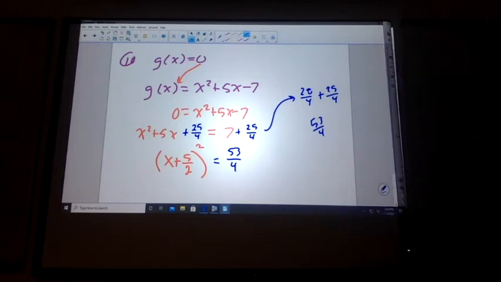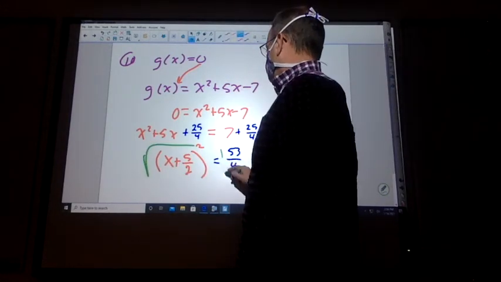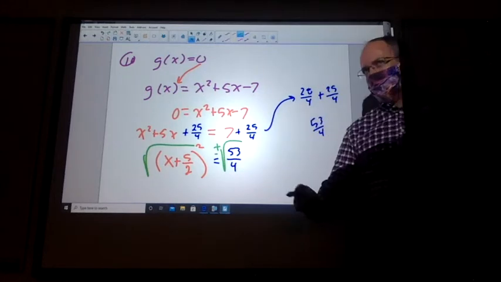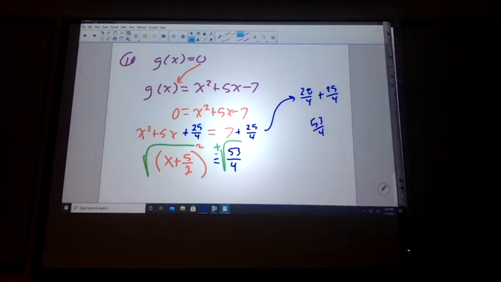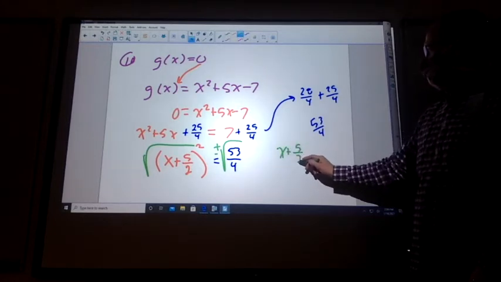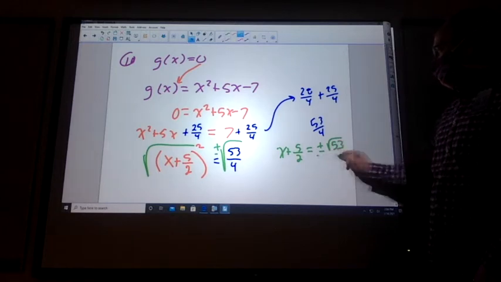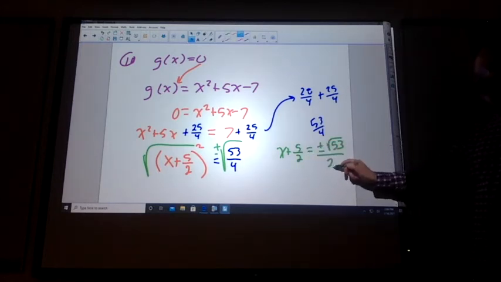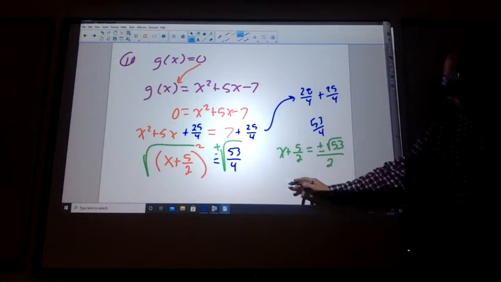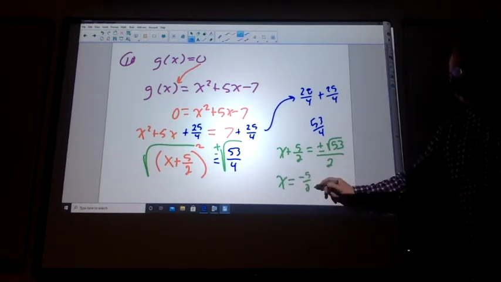So we get that. Then I want to solve for x. So I have a quantity squared. So in order to do a quantity squared, I have to take the square root of both sides. If you take the square root of both sides, don't forget the plus minus. So then I'm going to get x plus 5 over 2 is equal to plus or minus the square root of 53 all over square root of 4, which is 2. I'm going to subtract 5 from both sides, or 5 halves from both sides. So I get this.